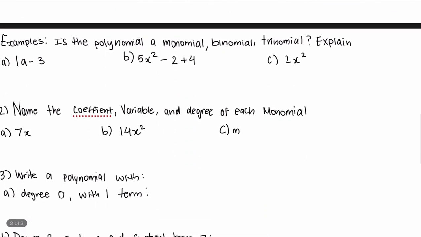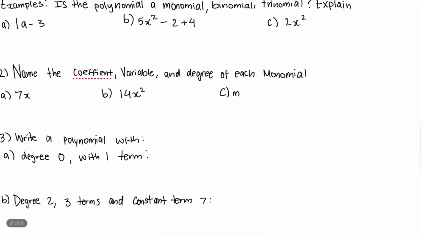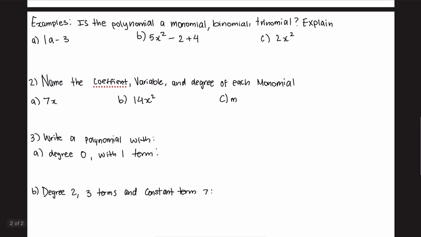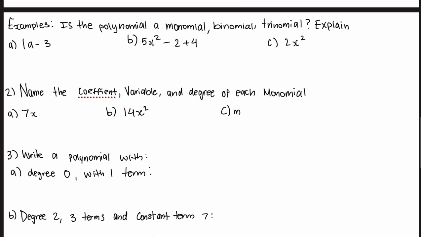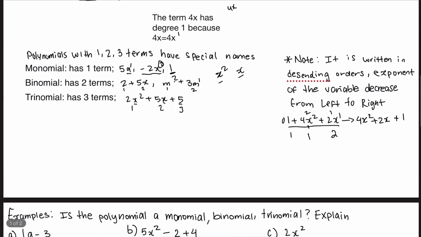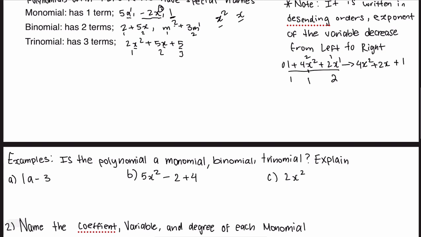So these are some examples that we're going to do. Feel free to pause it if you want, and you can do this by yourself and come back when I'm done, or you can just follow along with me. So, is a polynomial a monomial, binomial, or trinomial? Explain. So again, guys, we're going to go back to here and just highlight this because we are going to be using this for reference.